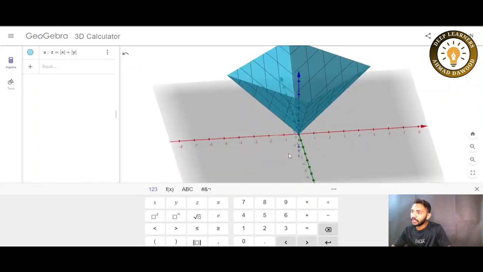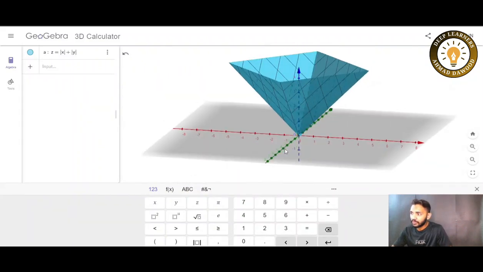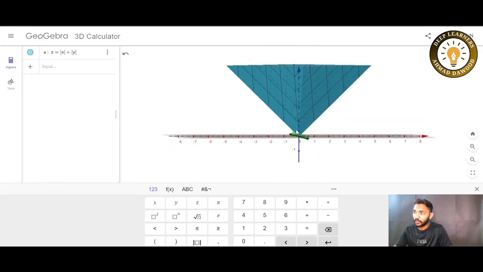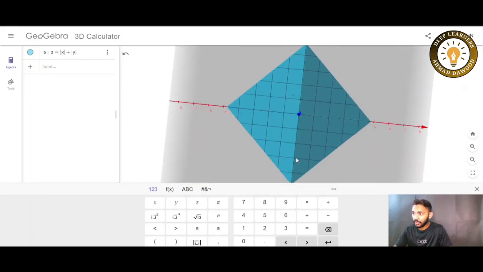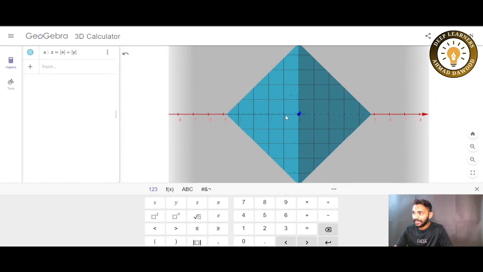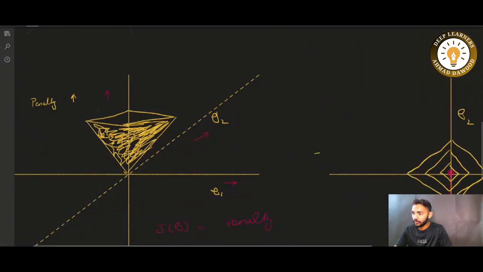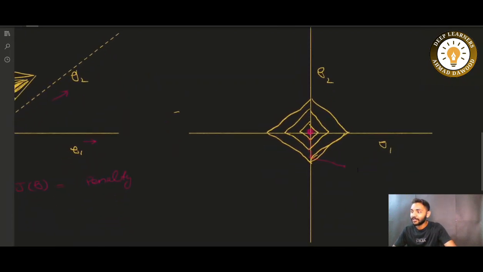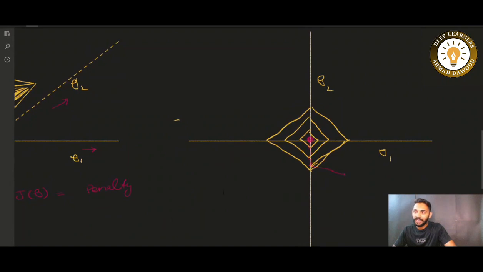Okay, now you can see if you plot, let's say on the red axis you have theta 1, on the green axis you have theta 2, and on this blue axis you have your penalty. Your penalty for L1 will look like this. If you look from the upward direction, this is theta 1, this is theta 2, and your penalty will be of diamond shape. My drawing is not so good, but anyway, here you can see this will be like a diamond.